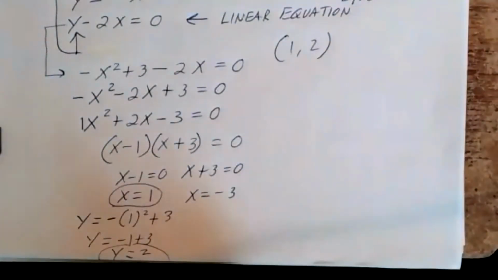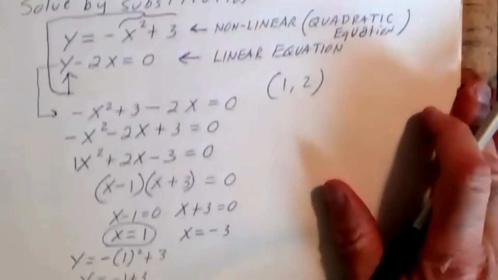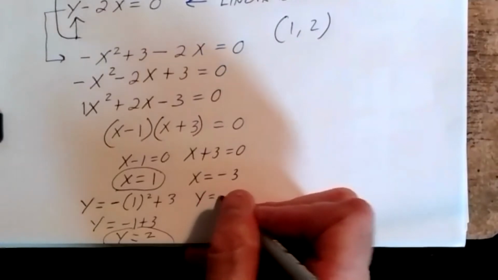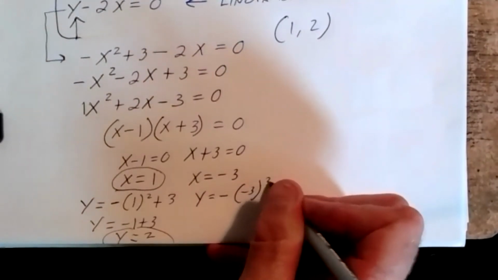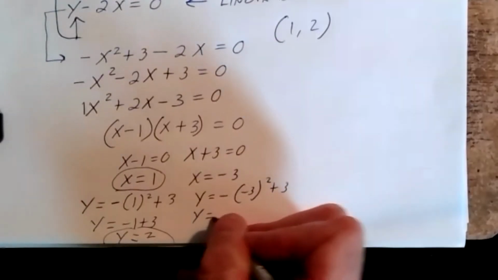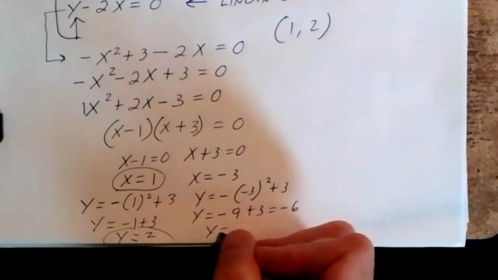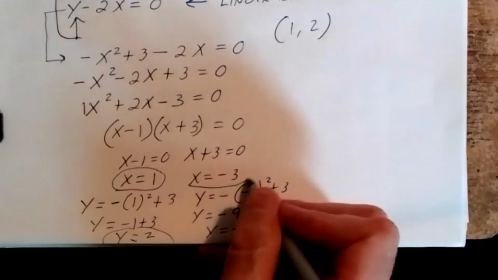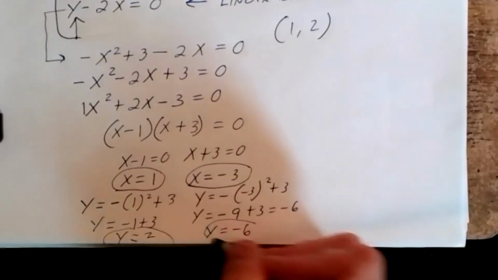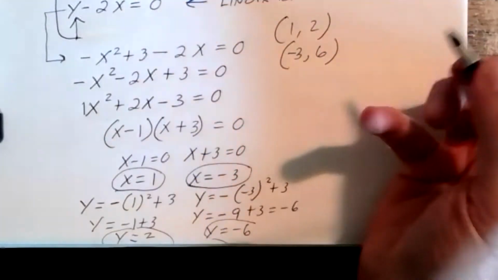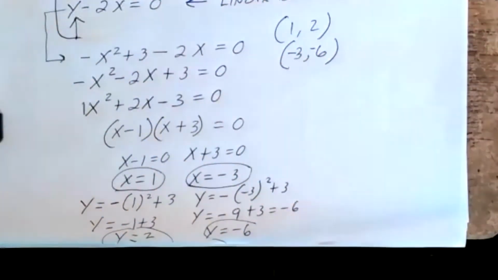But there's another ordered pair solution. That occurs when x is equal to negative 3. So we take negative 3, substitute it into the first equation for x, and solve for y. When x is equal to negative 3, y is equal to the negative of negative 3 squared plus 3, which is negative 9 plus 3, or negative 6. Therefore, ladies and gentlemen, we have another ordered pair solution to this system: the ordered pair (-3, -6).